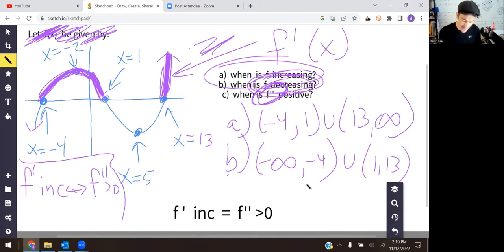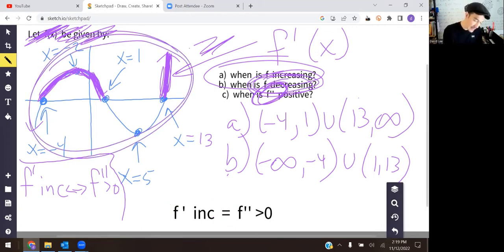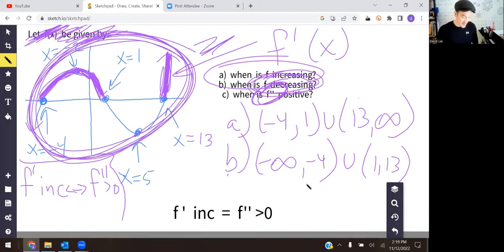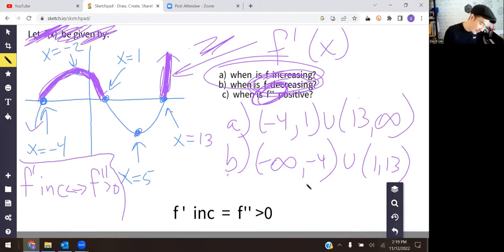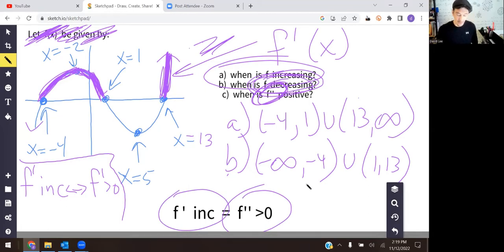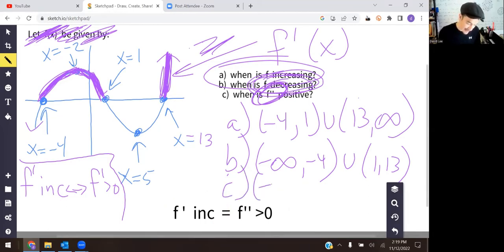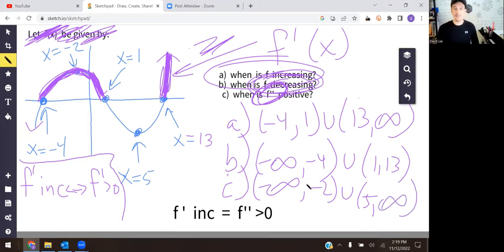So now, part C. F double prime is positive. It's right here, look. F double prime positive is the same as f prime increasing. We have the graph of f prime over here. So in this graph, when was this graph increasing? It was increasing from there to there, and then again from here to here. So part C, f double prime positive, that's when f prime increases. And it increases from negative infinity to negative 2, and then from 5 all the way forever to infinity.